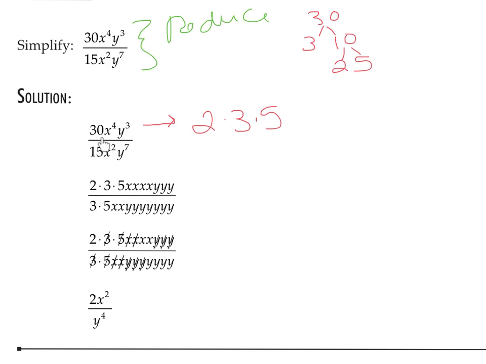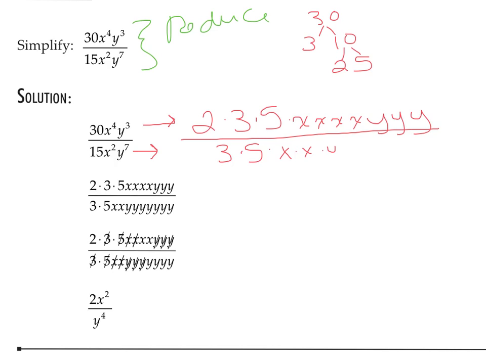x to the fourth is just 4 x's, 1, 2, 3, 4, and y cubed is 3 y's, and that's just prime factorization. Same thing in the denominator. 15 is 3 times 5. We know that already. Then we have x squared and y to the 7, 1, 2, 3, 4, 5, 6, 7. Now, you're not going to have to do this all the time because we can use the shortcuts that we already know, but this is just to show you what's actually happening.